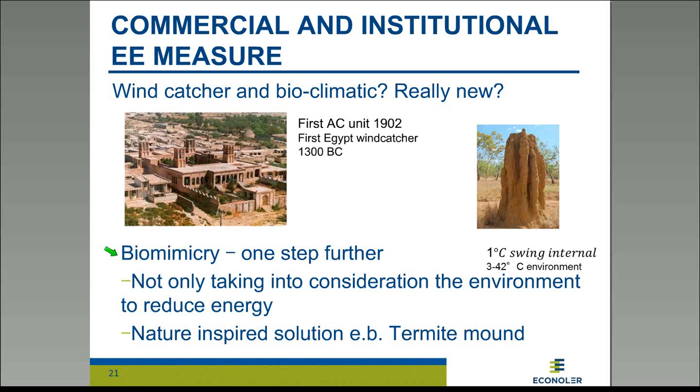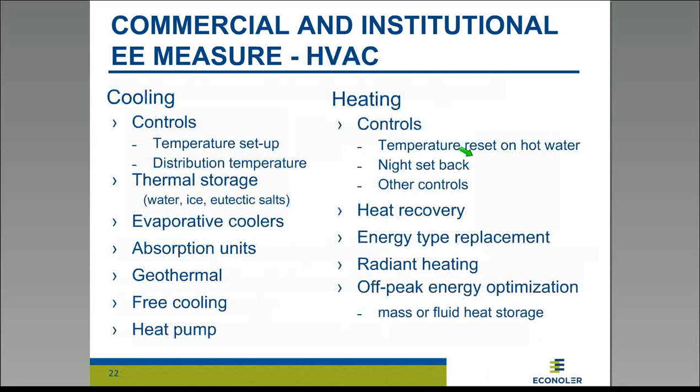So a typical example is the termite mound. The termites are able to maintain the temperature inside the mound within 1 degree Celsius year round, even if the environment changes from 3 to 42 degrees Celsius. So there was one building built in Tanzania using those principles, to try to reduce as much as possible, by combining mass and natural ventilation, the requirement for artificial energy consumption.